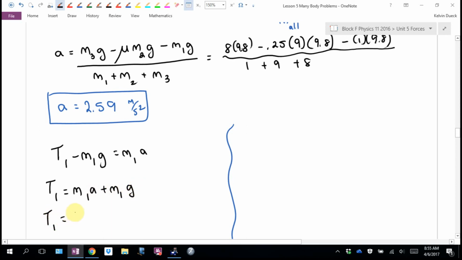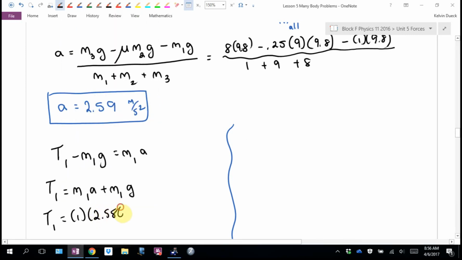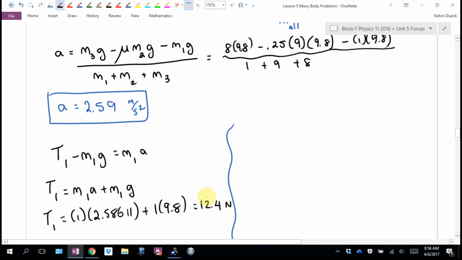How big was mass 1? Was it 1? M1? Yeah. Okay. And A, I'm going to use my answer button, so 2.58611. So 2.58611 plus 1 times 9.8. Okay. 1 times answer button plus 1 times 9.8. Tension 1 is 12.4 newtons. Yeah? Okay.